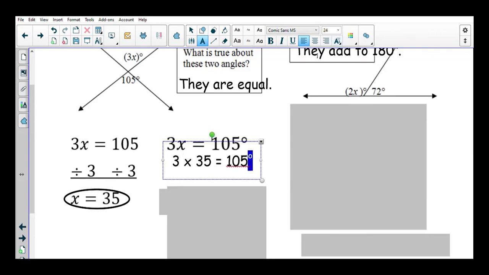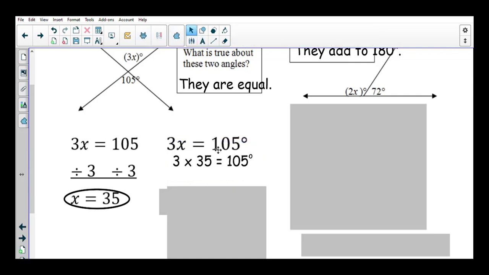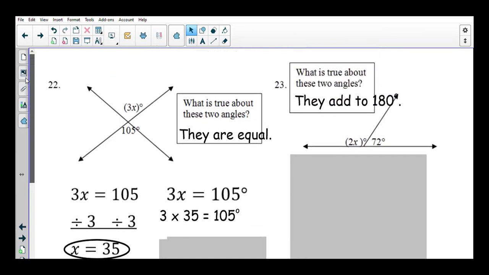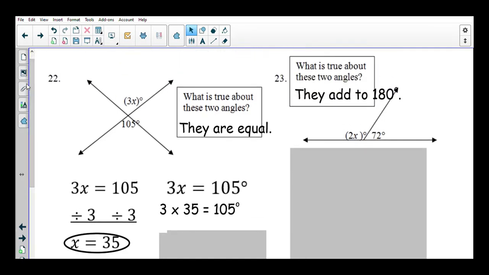Yeah, it's one of those that, again, you might not need to show the work, but if you take 3x, 3 times 35 is 105 degrees. It's almost a silly example, but it's good to look at that relationship between the angle measures. And number 23, again, what's true about these two angles?